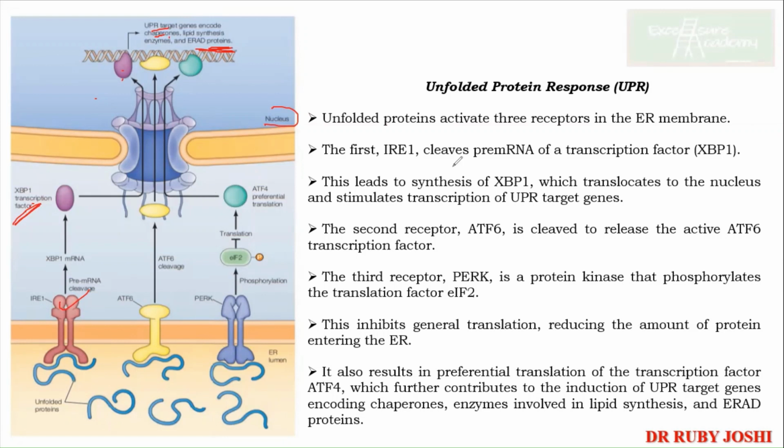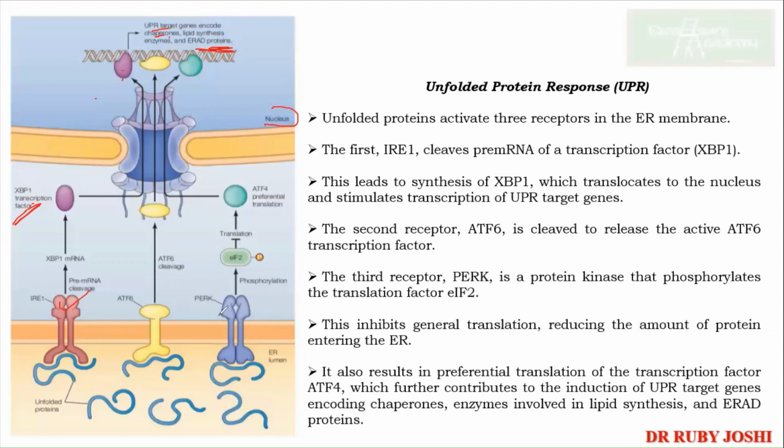In the same way, PERK, when it gets phosphorylated, it inhibits the translation, and when it inhibits the translation, this ATF4 goes and binds, and again it helps in encoding the genes for chaperones, lipid synthesis and enzymes. Again, in the same way, ATF6, it undergoes cleavage, and then again it goes and encodes the target genes and the chaperones needed for the folding of proteins.